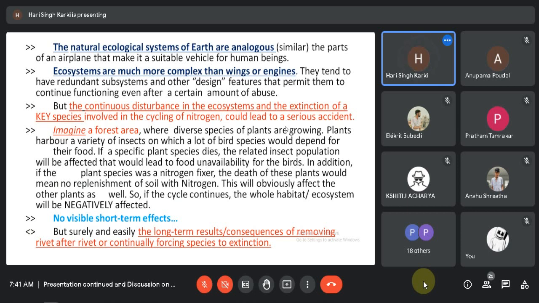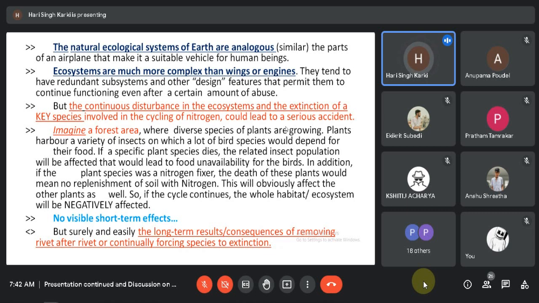In addition, if the plant species was a nitrogen fixer, the death of those plants would mean no replenishment of the soil with nitrogen, and this brings less fertility. But population, on the other hand, is increasing. About 80% of the population is based on consumption of food. If the fertility of soil decreases, what will be the condition of humans and other species?